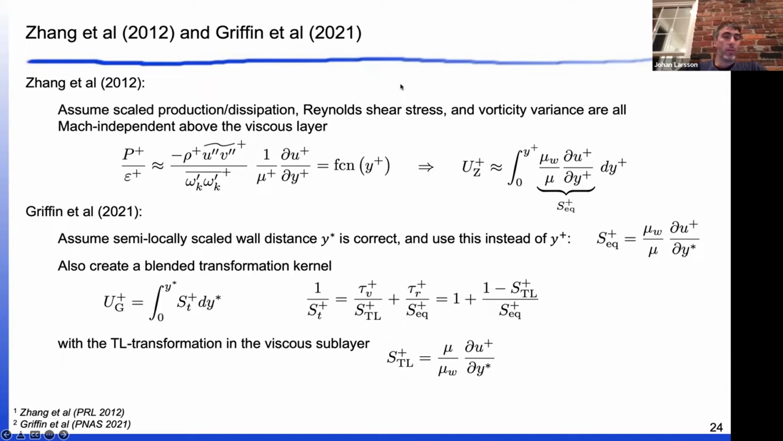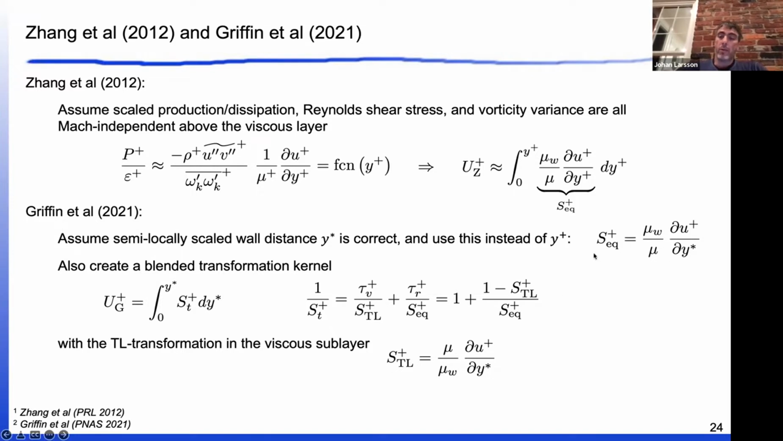Another part of the story here is work that was not done in my group at all. Chang et al. proposed 10 years ago an argument about production over dissipation and how that should be universal. Long story short, they ended up with an integral transform for velocity alone. More recently, last summer, a group with Griffin and Fu and, I think, Parviz Moin took that idea, combined it with the insight that Y star is the correct wall coordinate, and used the Chang idea.